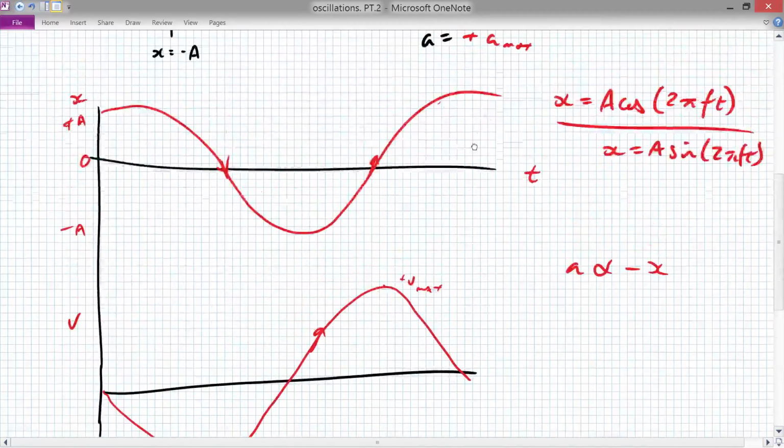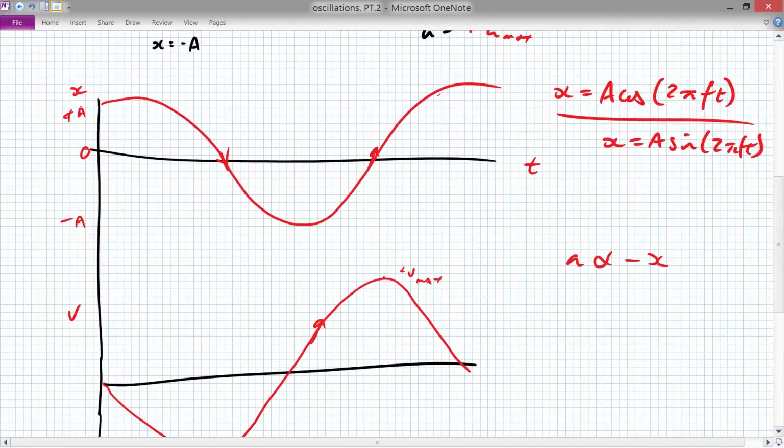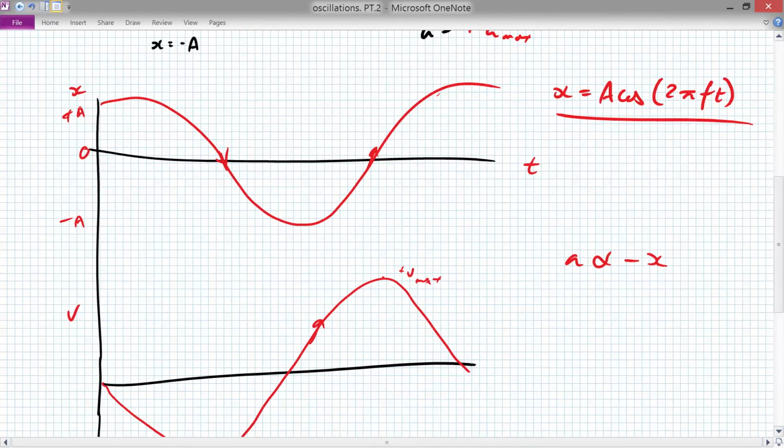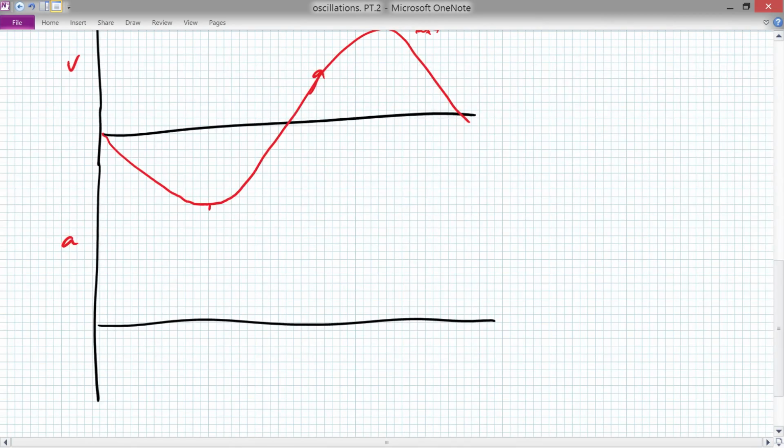So going back to here, A is always proportional to minus x, so if my initial function is this one up here, a cos, this one down here is going to be an inverted cos, it's going to be minus cos, so that will look something like that. Not the best cos I've ever drawn, but it will look something like that.